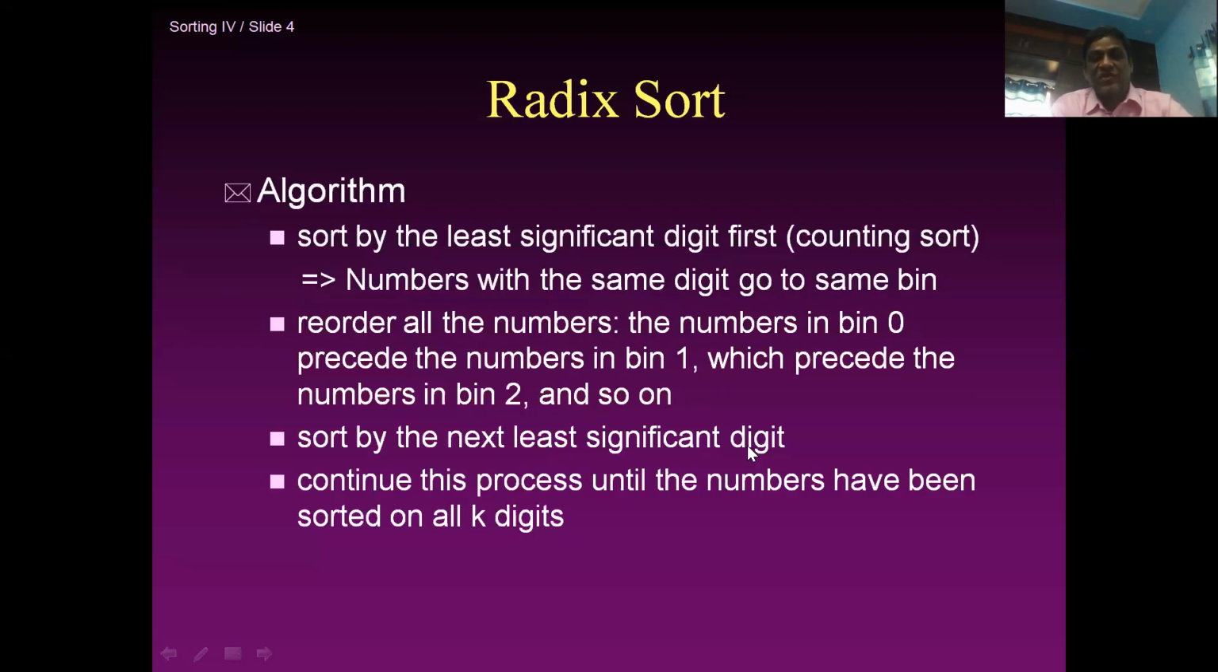Consider the next least significant digit and do the same process. Apply counting sort, put those elements into the bins again. We continue this process until all the numbers have been sorted on all k digits.